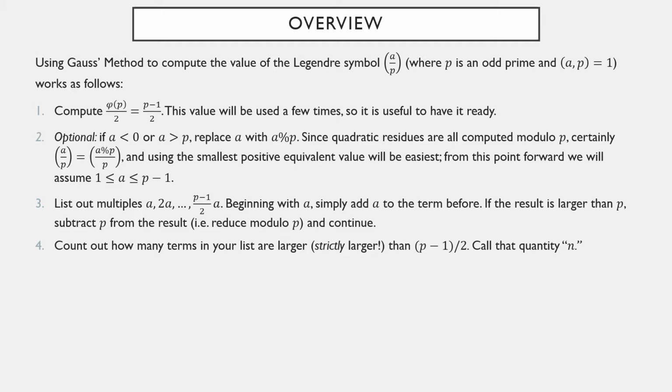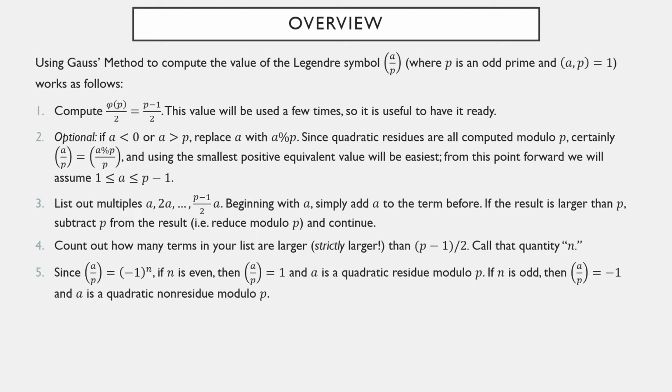Now what you look for in your list of remainders is how many of them are strictly larger than p minus 1 over 2. Count how many remainders you generated are bigger than p minus 1 over 2, and raise negative 1 to that power. Since we're raising negative 1 to a power, all you really care about is whether that quantity is even or odd. If the quantity of remainders larger than p minus 1 over 2, n, is even, you get negative 1 to an even power, and therefore a is a quadratic residue mod p. If the quantity of large remainders is odd, then you get out a minus 1, and it's a quadratic non-residue mod p.